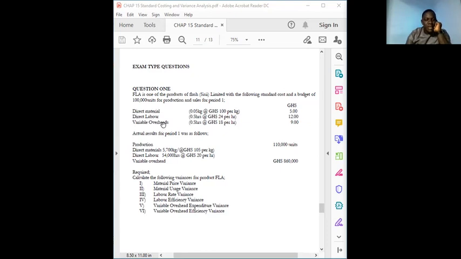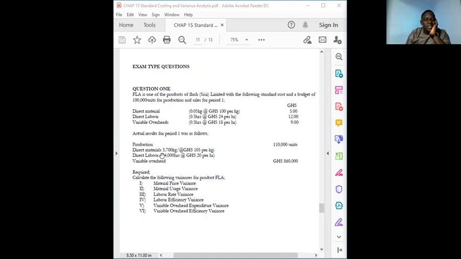For direct labor, to work on a unit of the product of Flour, we are saying that we need half an hour, and labor is paid 24 Ghana cedi per hour. Okay, good. For variable overheads, we are saying that we need 0.5 hours, and the amount that we will pay is 18 cedi per hour for the variable overheads. Now, we are saying the actual result for period 1 is as follows.